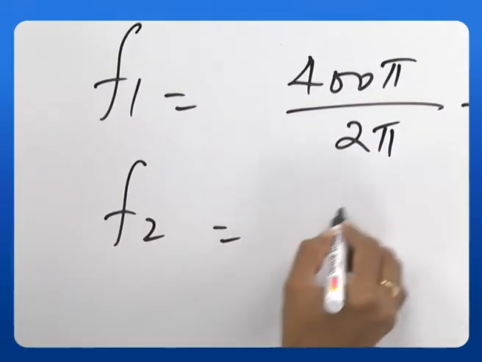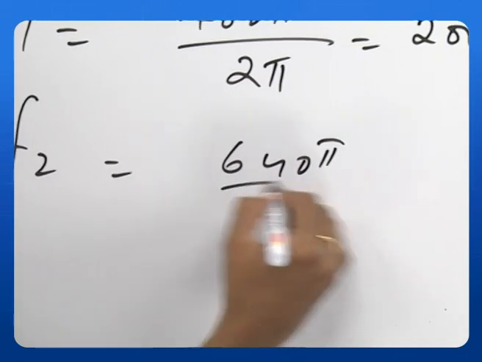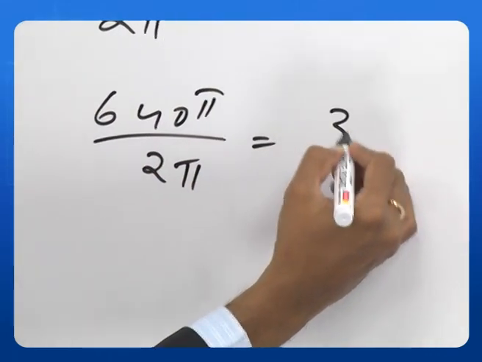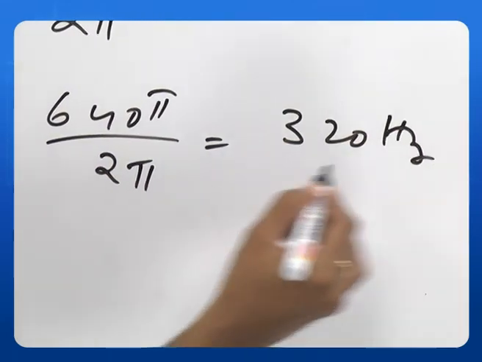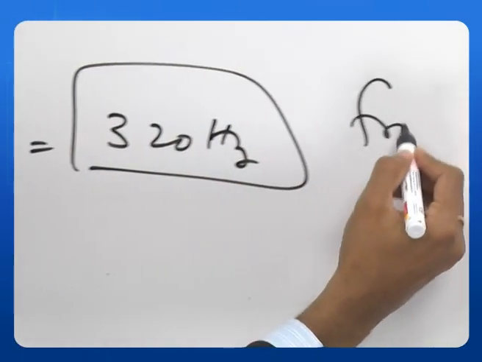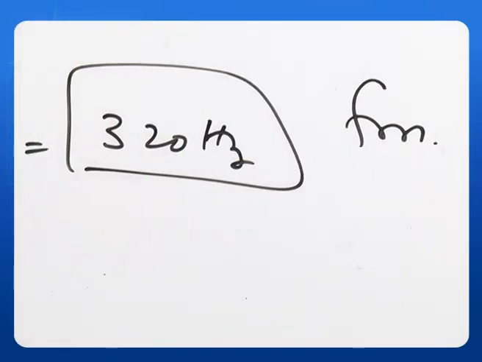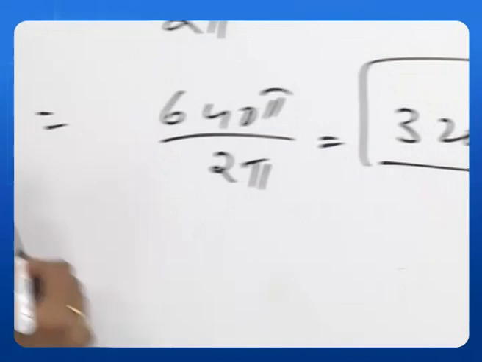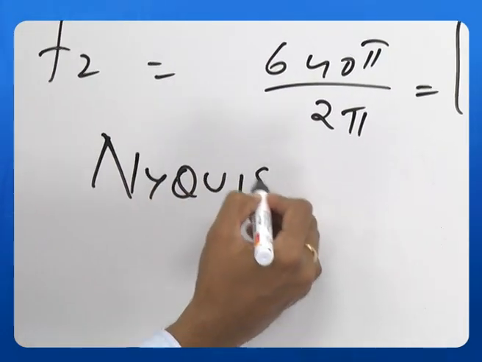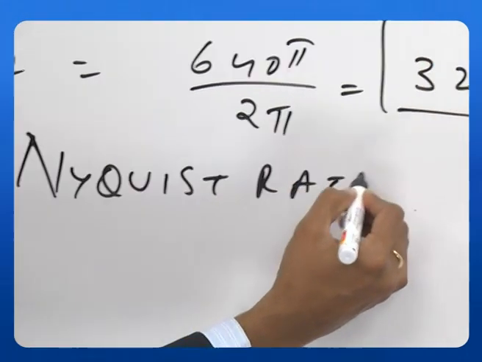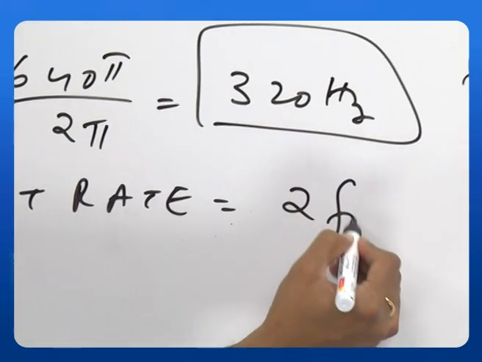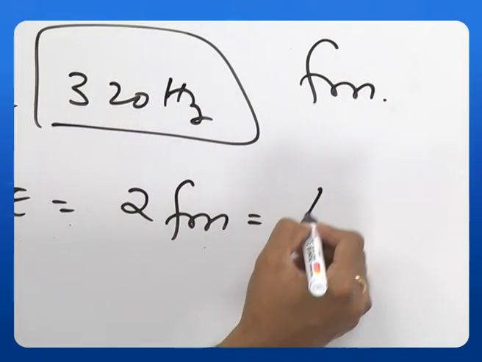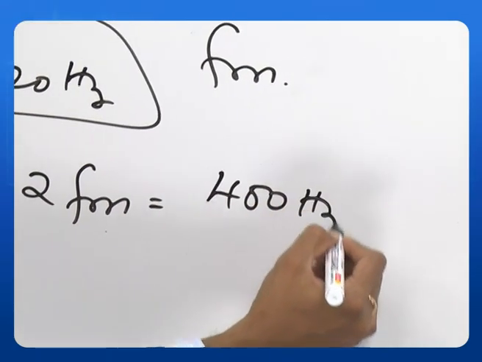Okay, f2 is equal to 640 pi by 2 pi, so this is equal to 320 hertz. So, we have identified this as Fm. This is the maximum frequency out of these two. So, the Nyquist rate you can get as twice of that, so this will be equal to 2 Fm, which is equal to 400 hertz.